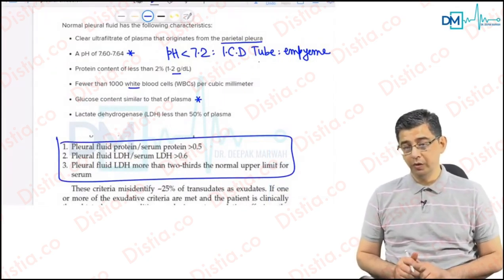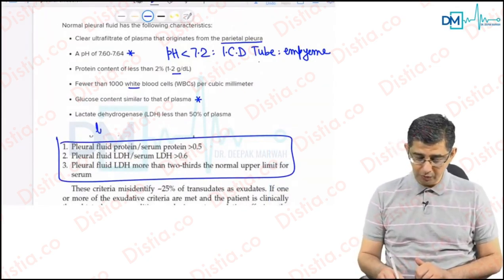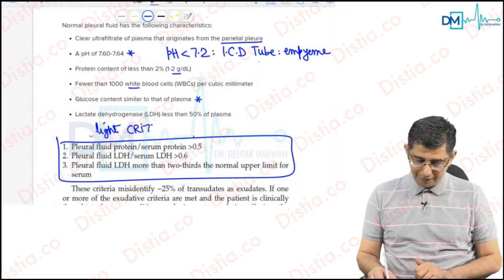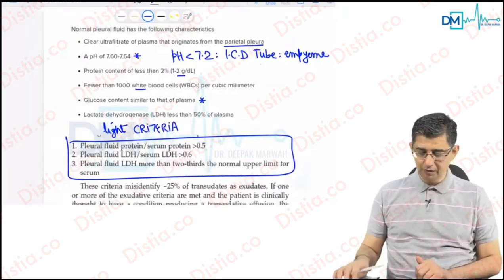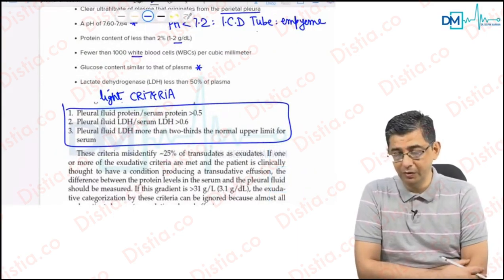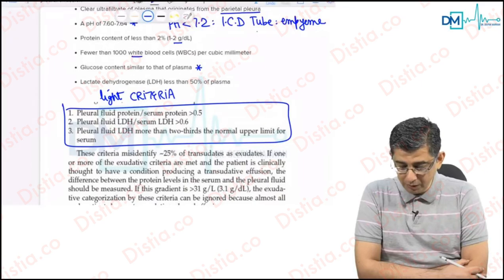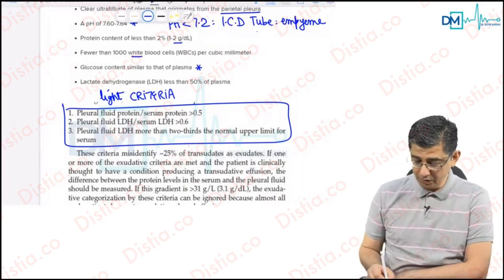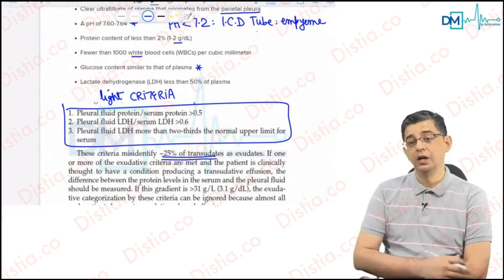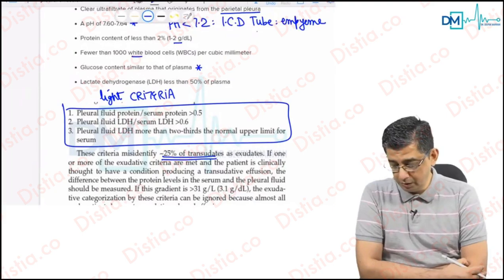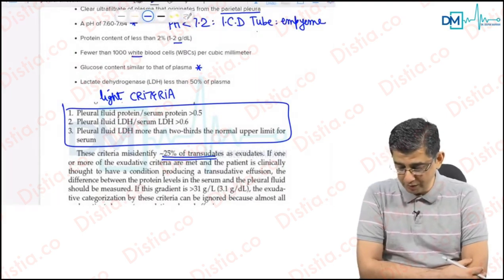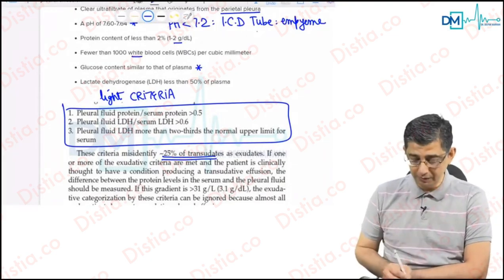If the pleural fluid protein to serum protein ratio is more than 0.5, the pleural fluid LDH to serum LDH ratio is more than 0.6, and then obviously the value of pleural fluid LDH is more than 2/3 the upper reference limit of the serum values, then these are obviously going to be helpful in diagnosis, though he mentions that these criteria misidentify 25% of the transudates. Ideally, all of them should be present, but even if one of them is present, it is sufficient for you to consider it as an exudate till proved otherwise, I would say.